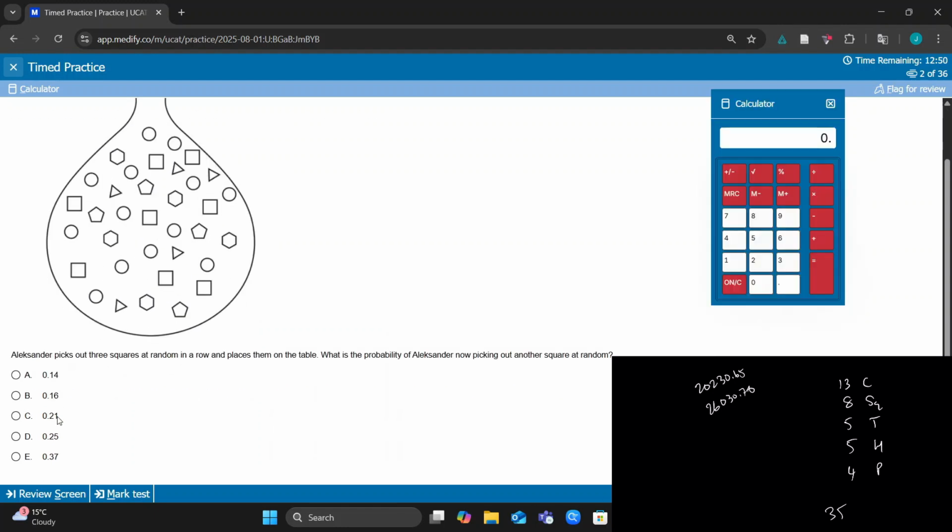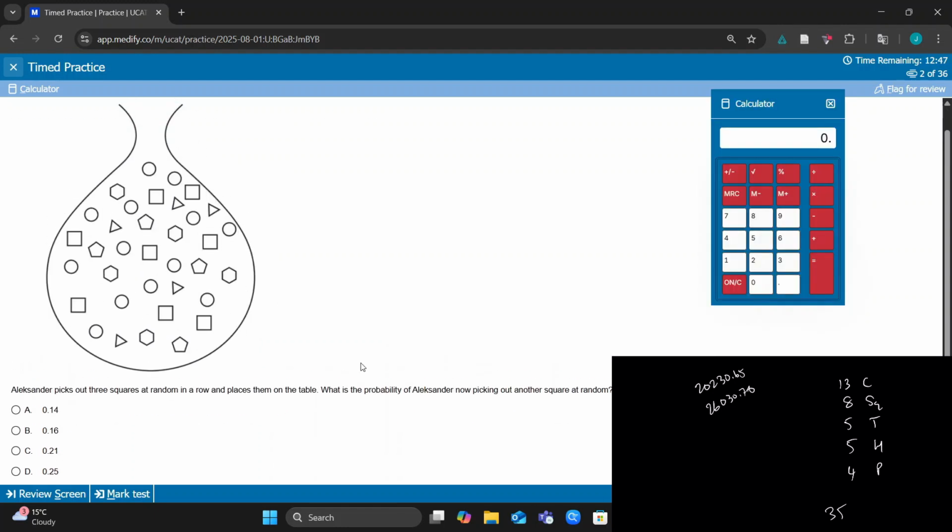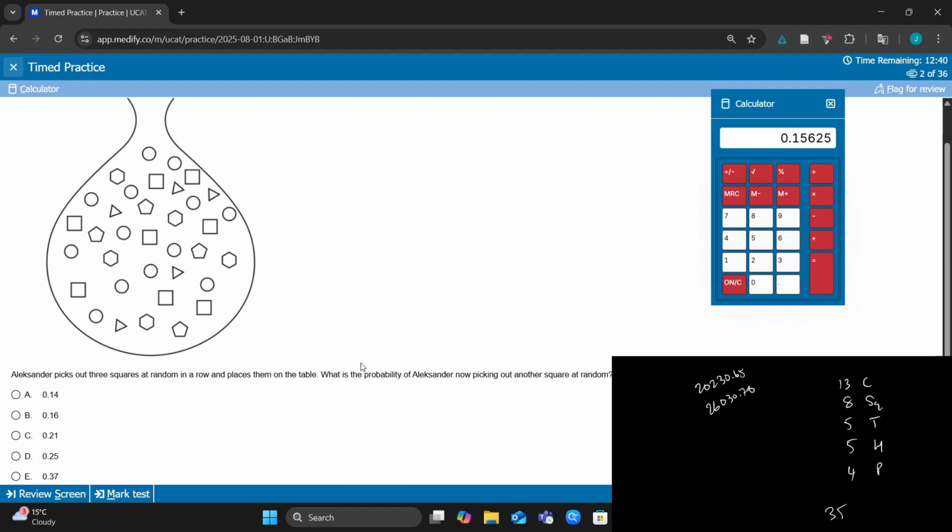Okay. Alex picks out 3 squares and doesn't replace them. What's the probability of now picking out another square at random? So it picks out 3 squares. Okay, so we lose 3 squares, so now we're down to 5. So it's 5 divided by 32, 0.16.